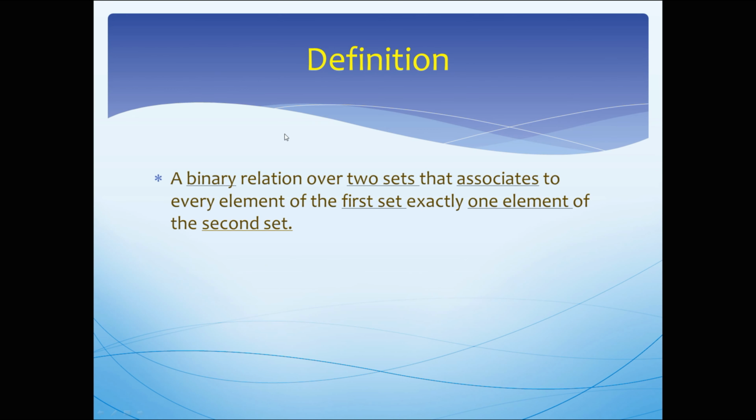Definition. This is a Wikipedia definition that I extracted online. What is a function? A function is a binary relation. Binary means two, so that means it's a relation between two things, right? Or over two sets. A binary relation over two sets that associates to every element of the first set exactly one element of the second set. Basically, what this means is we want to connect everything from the first set to exactly one element of the second set.